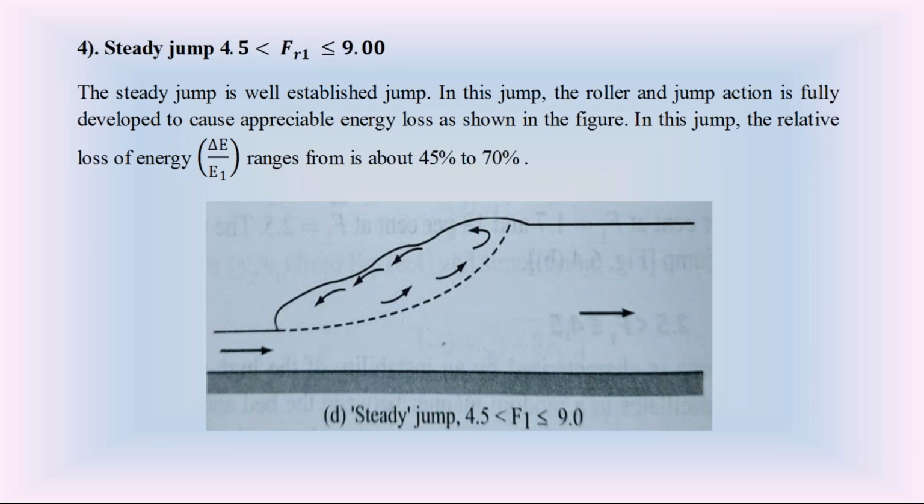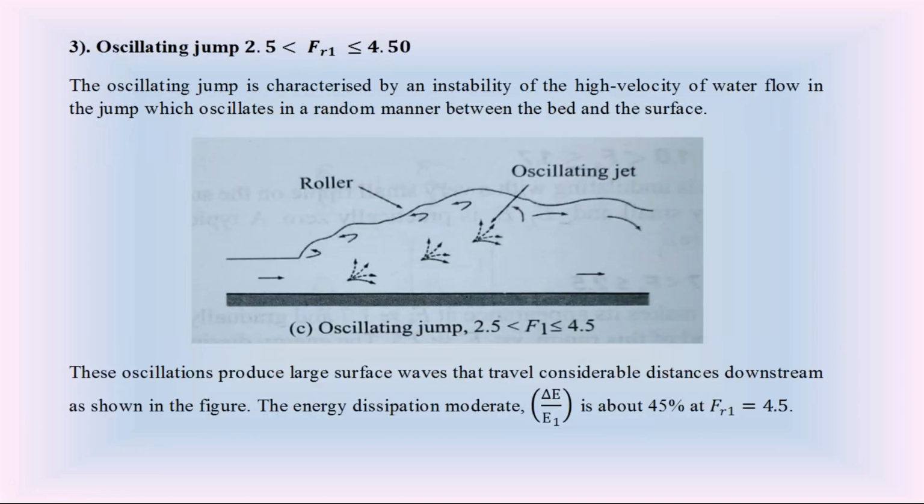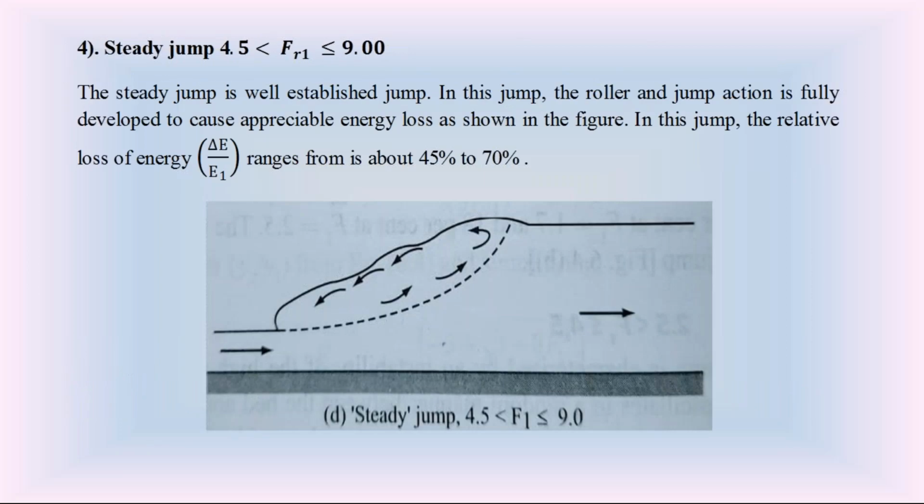In the steady hydraulic jump, the loss of energy at 4.5 is 45%. The energy loss ratio at 9 is 70%. So check these energy losses from the first, the angular hydraulic jump, and the weak hydraulic jump. The third one is the oscillatory hydraulic jump, and the fourth is the steady hydraulic jump. The loss of energy gradually increases.